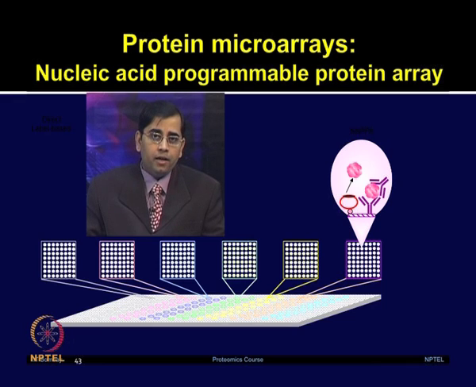Joshua LaBaer at Harvard, his group developed the nucleic acid programmable protein array method, in which the cDNA containing GST tags is printed on the array surface along with the capture anti-GST antibody. The protein is expressed by using a cell-free expression system and captured by the antibody.